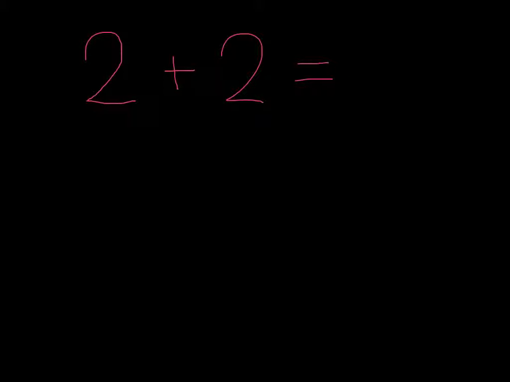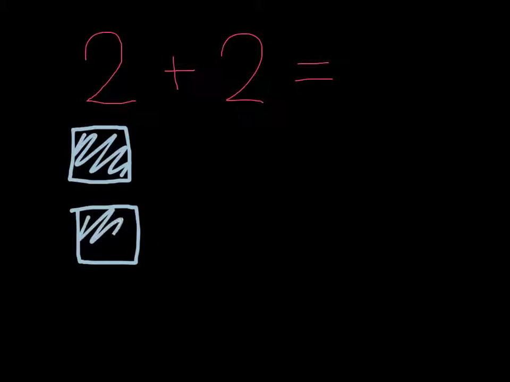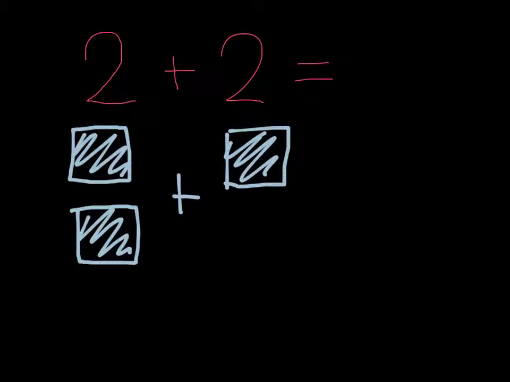Let's take this simple example that we all know how to do, 2 plus 2. Let's start by taking 2 squares. Okay, so we have 1 square, we have 2 squares, and we're going to add that to another 2 squares. My squares are terrible, but this is just because I'm hand drawing.